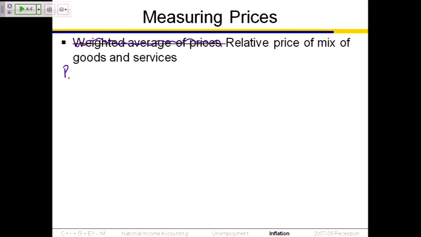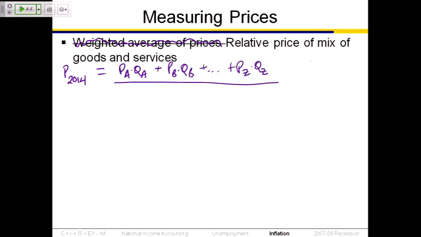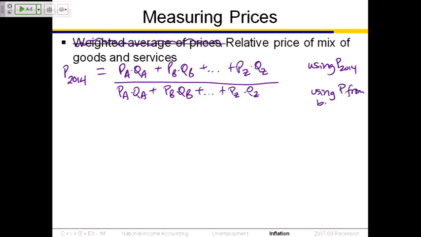So for instance, let me write it down. The price in 2014: we're going to take the price of apples times the quantity of apples, plus the price of books times the quantity of books, plus ... plus the price of zebra-skinned handbags times the quantity of zebra-skinned handbags, and all of those prices will be the 2014 prices. And then we're going to divide that by the same thing, but using prices from the base year. So PA times QA plus PB times QB plus ... plus PZ times QZ, using in the denominator the prices from some base year.